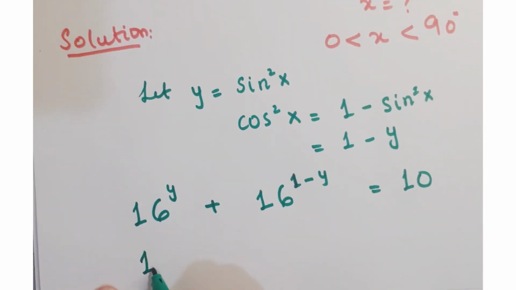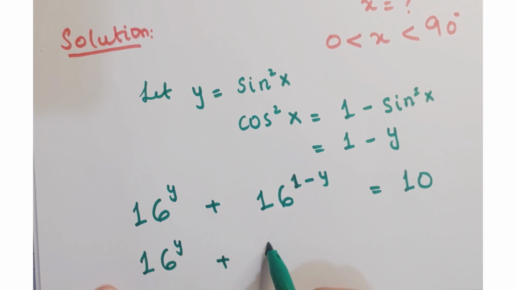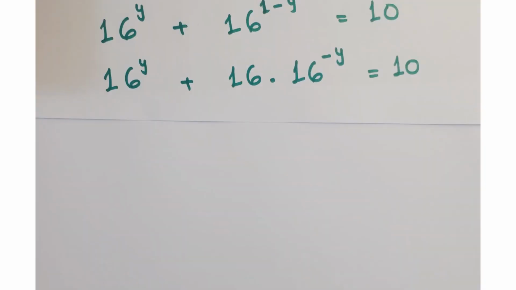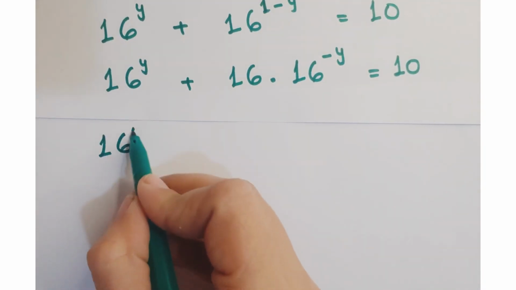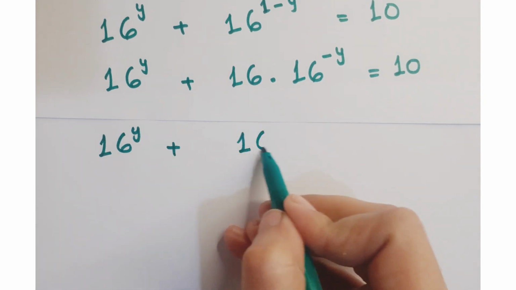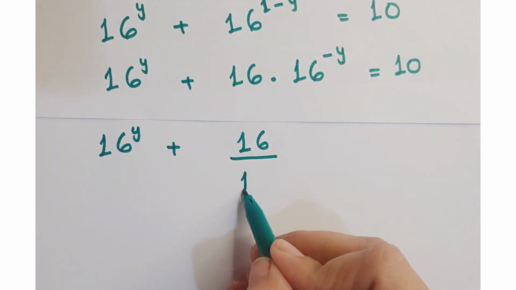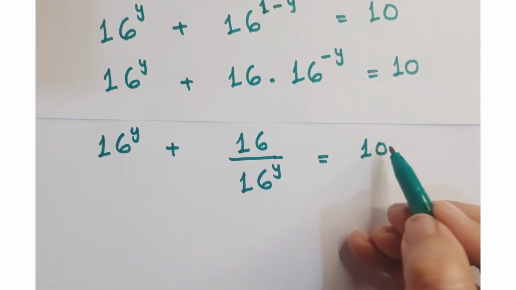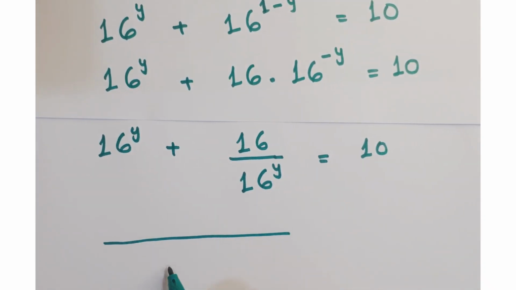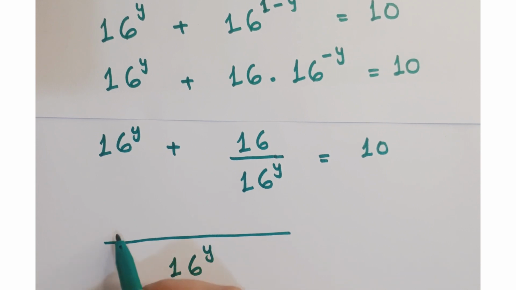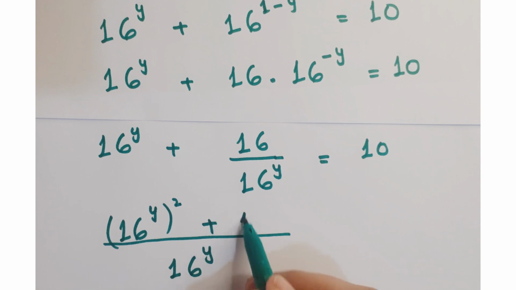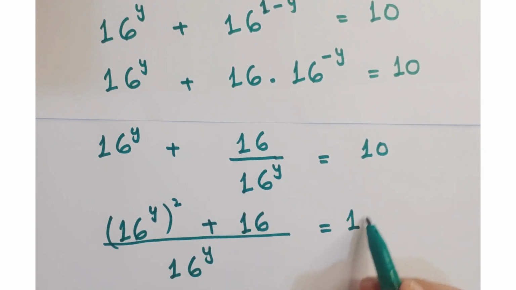Further, you can write this as 16 to the power y plus 16 into 16 to the power minus y is equal to 10. Further, you can write this as 16 to the power y plus 16 upon, just bring this in the denominator, so its sign gets changed from negative to positive. Further, take the LCM here, 16 to the power y, so you get 16 to the power y whole square plus 16 is equal to 10.